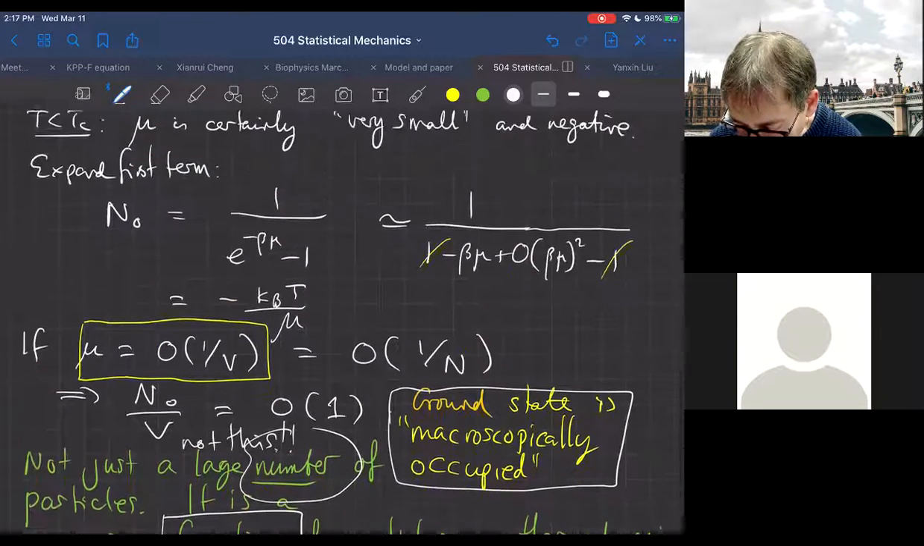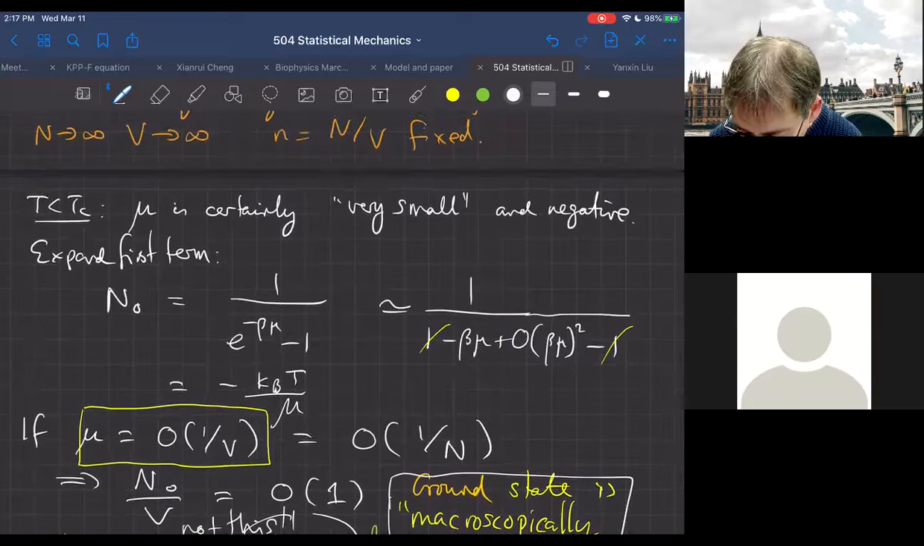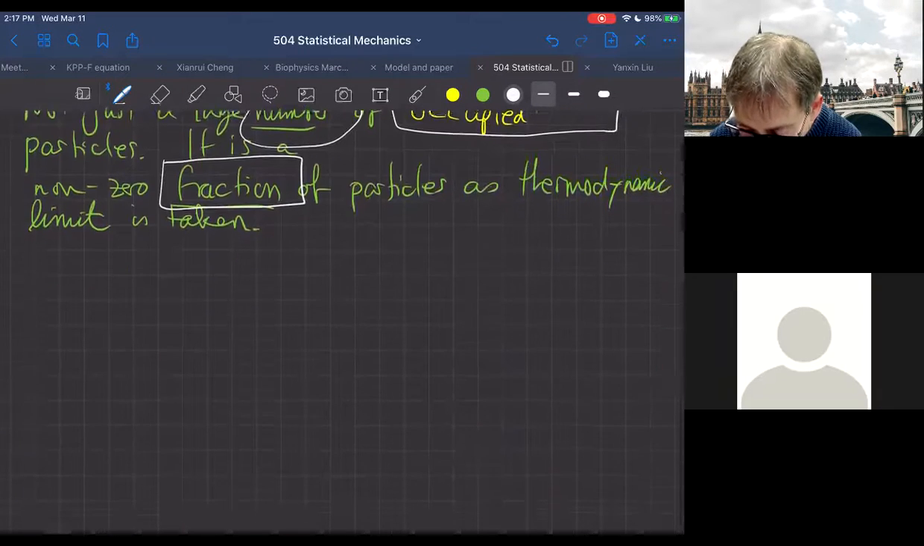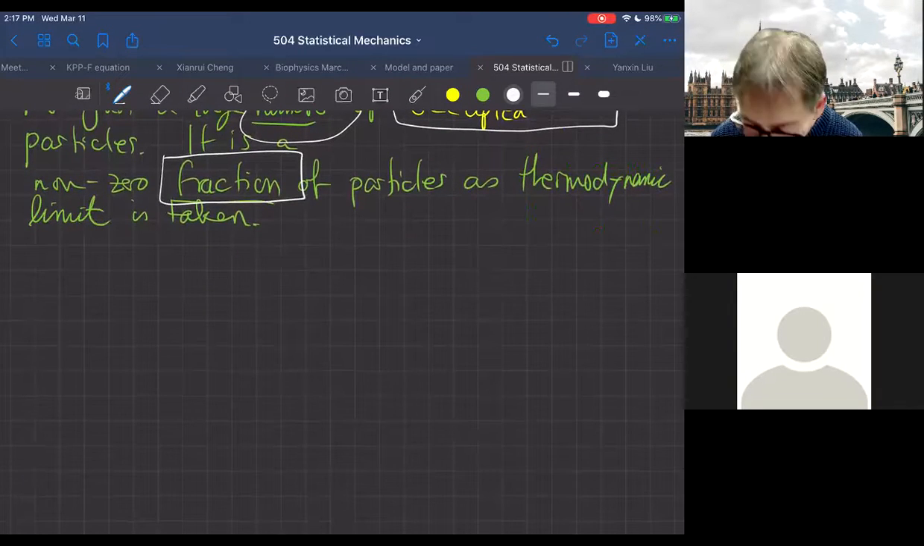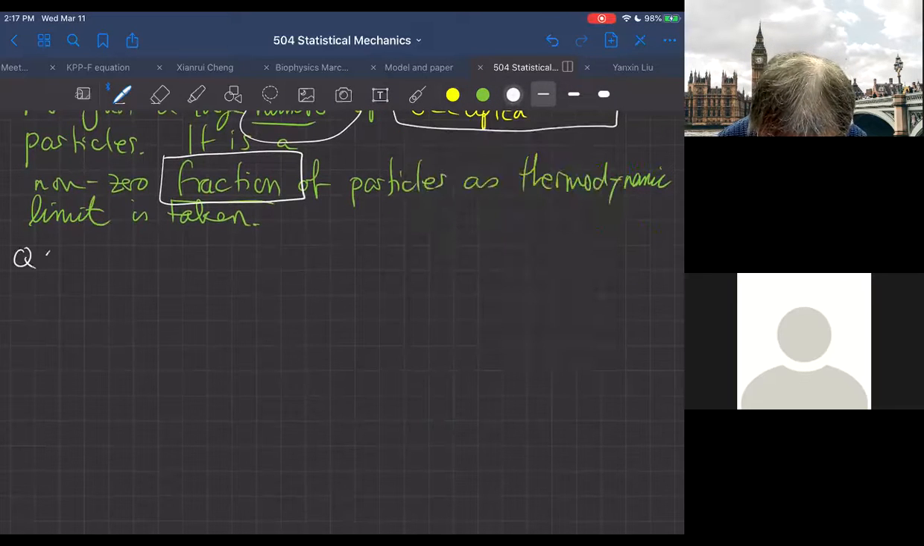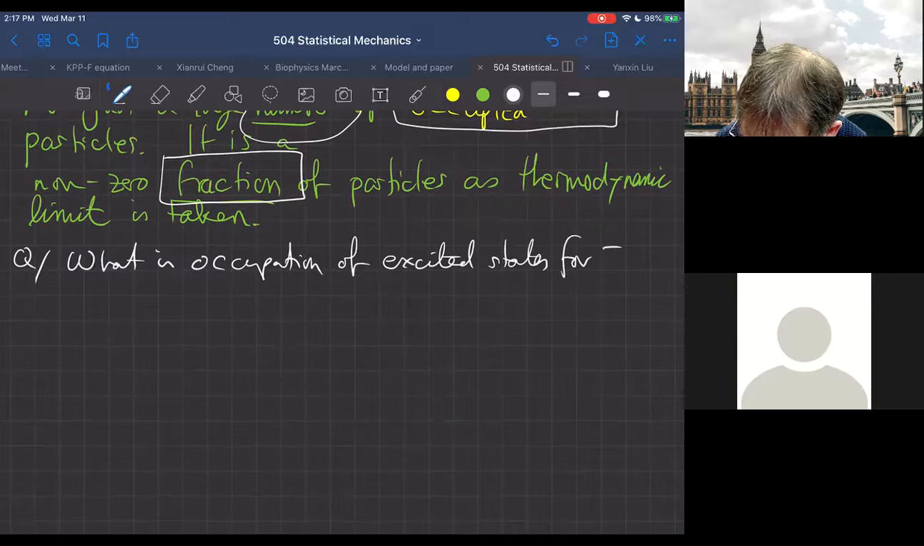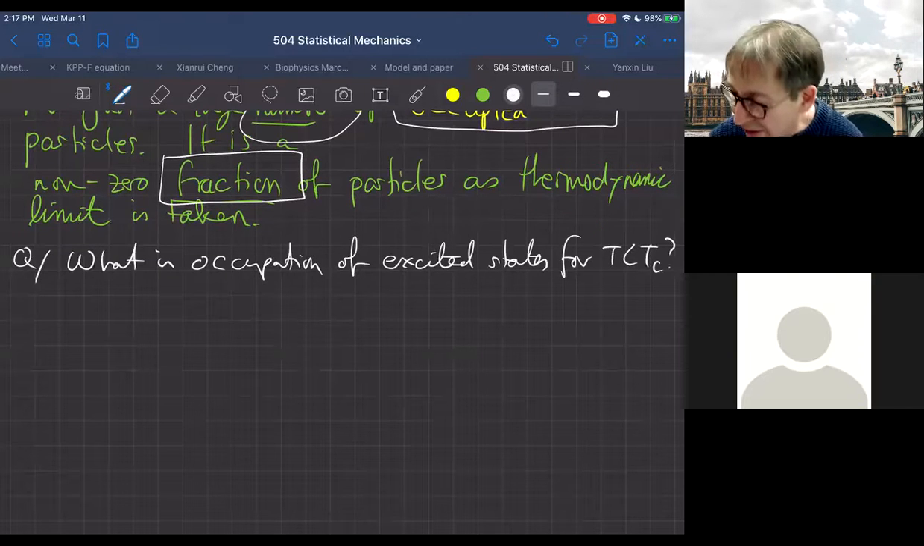So what I've shown you is that if mu is scaling in this way, then we can get macroscopic occupation of the ground state, meaning that there's a non-zero fraction. So let's have a look at the excited states. The next question: what is the occupation of the excited states for T less than Tc?